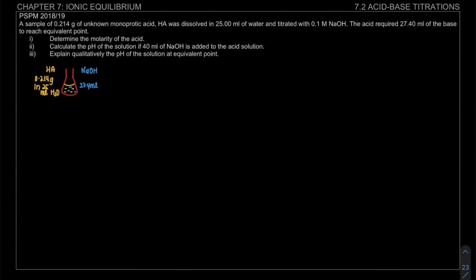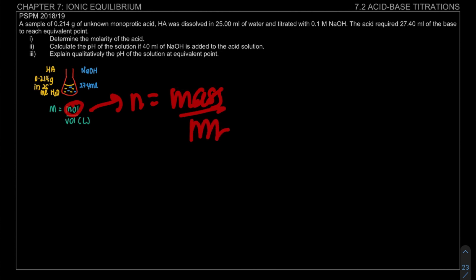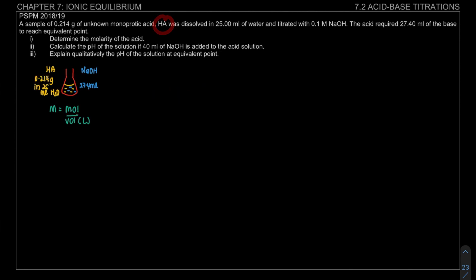To find out molarity, molarity is mole divided by volume, which must be in liter. For the mole, we can find it using mass divided by molar mass. We have our mass, but then how do we determine the molar mass? Because what we have here is HA. H is our hydrogen, A is our unknown, like how we use HX. Same, X is actually our unknown.